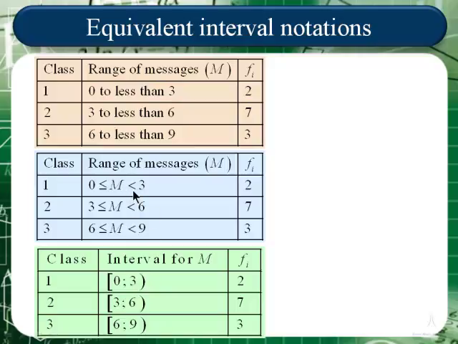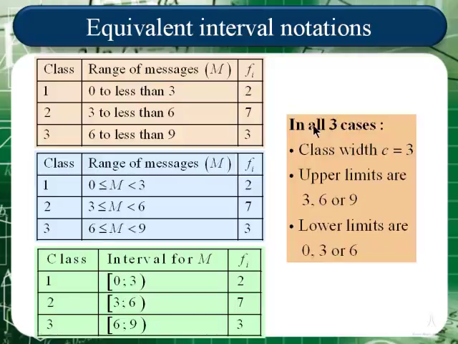Here we just simply remove the equality to show that the upper limit is excluded. Here the round bracket indicates that the upper limit is excluded, but the lower limit included. Here the lower limit included is indicated by the equality. So in all three of these cases, the class width is equal to 3. In other words, the upper limit minus the lower limit. The upper limits are 3, 6 and 9 in all three cases, while the lower limits are 0, 3 or 6 in all three cases.